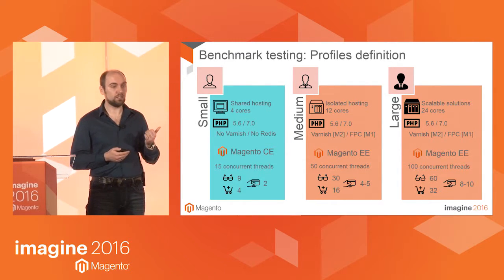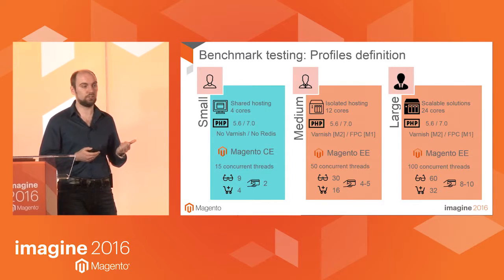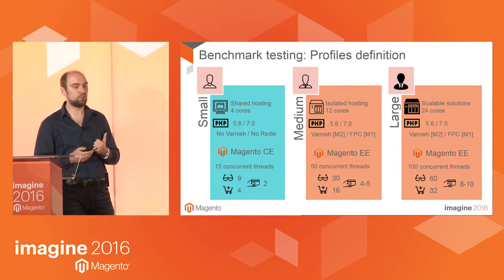So 15 concurrent threads will be used for testing of this merchant. You can see the distribution. 9 threads will perform catalog browsing. 4 will perform browsing and add products to cart, as well as the rest. 2 threads will perform checkout.